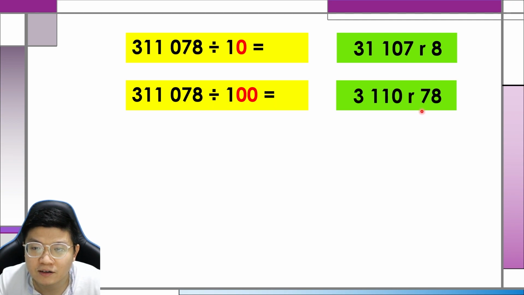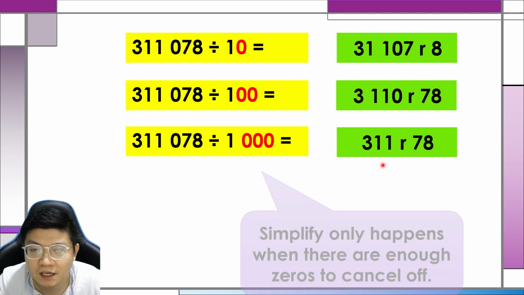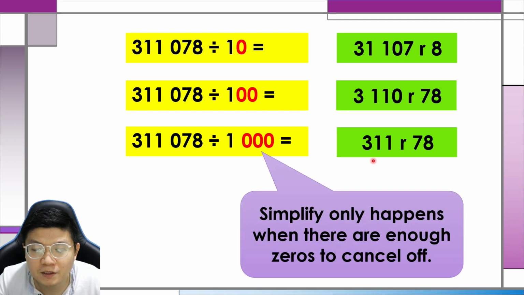Alright? So 3,110.78 divided by 100, I get this. And the same number I divide by 1,000, I get this. So simplify only happens when there are enough zeros to cancel. But how do I get R8 like that?